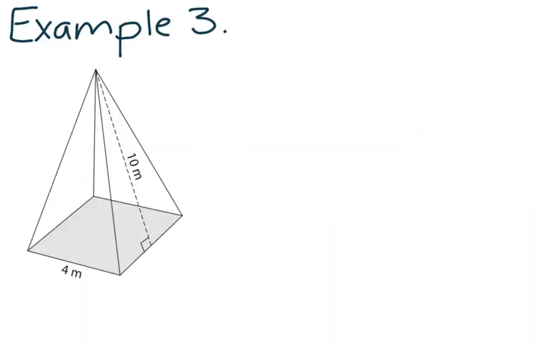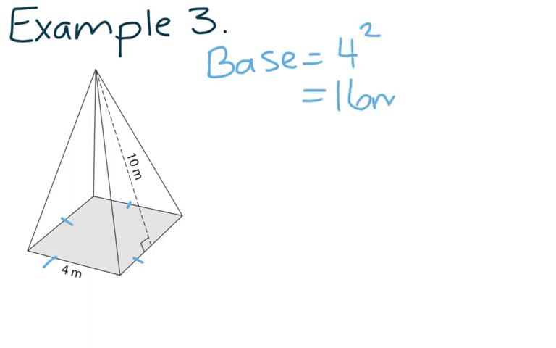So the last one, we've got a square-based pyramid. If it's a square-based pyramid, each of these sides are the same length, which means all of those triangles going to the point are going to be exactly the same. So we can do the base. The base is a square, so it's literally length times length, or length squared. So 4 squared, which is 16 metres squared. And then we can do the triangles.